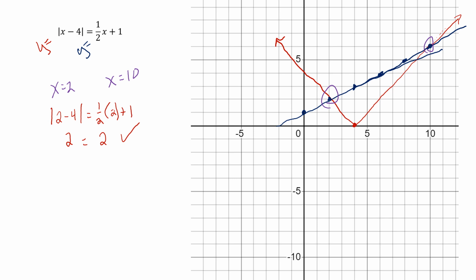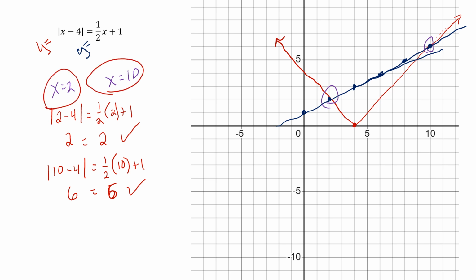Plug in 10, get absolute value 10 minus 4 equals 1/2 times 10 plus 1. 10 minus 4 is 6, absolute value of 6 is 6. 1/2 times 10 is 5, plus 1 is 6. That's not a 6, that's a 5. There we go, 6. Does 6 equal 6? Yes, it does. So x equals 2 and x equals 10 are both solutions here.